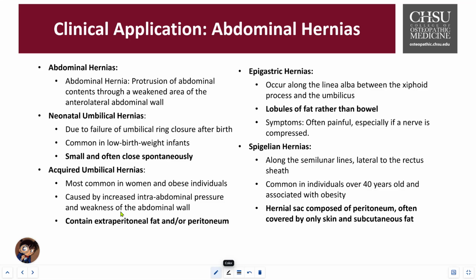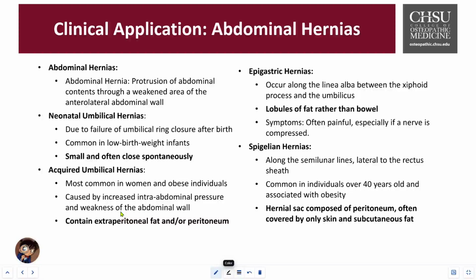So the first one is the neonatal umbilical hernia. This results from the failure of the umbilical ring to close after birth, and this is usually seen in low birth weight infants. The hernias are usually small and tend to close spontaneously over time. We also have acquired umbilical hernias. These are also more common in women and obese individuals. This is caused by increased intra-abdominal pressure and also weakness of the abdominal walls. They often contain extraperitoneal fat or even peritoneum that might require surgical intervention.